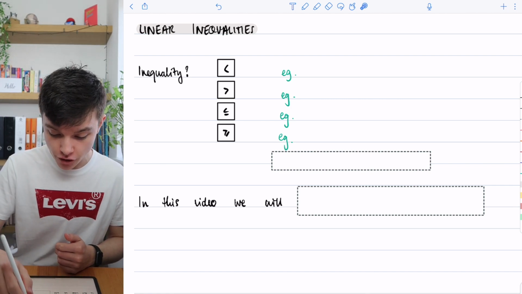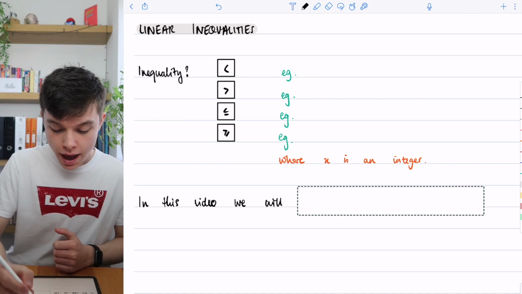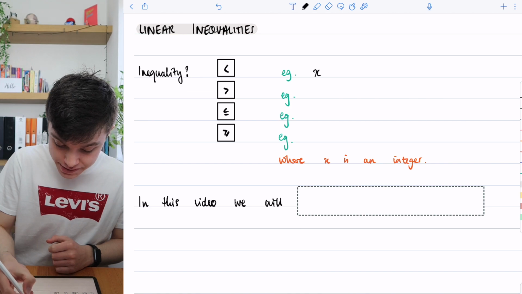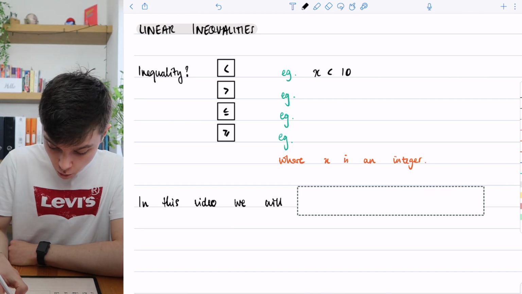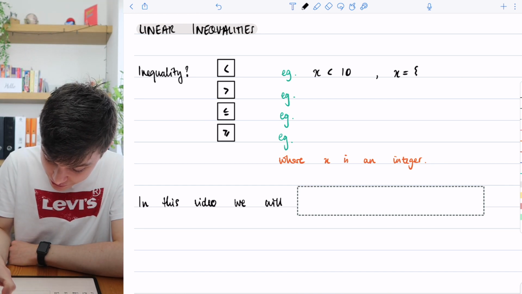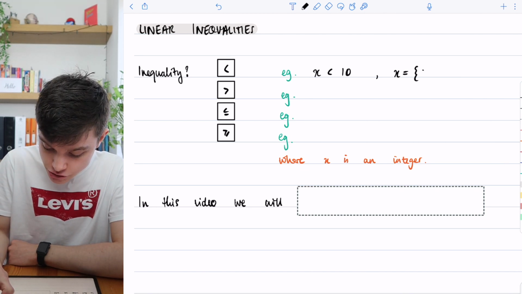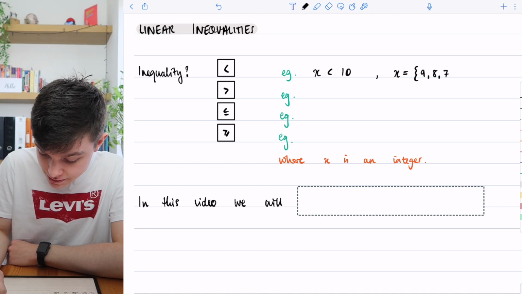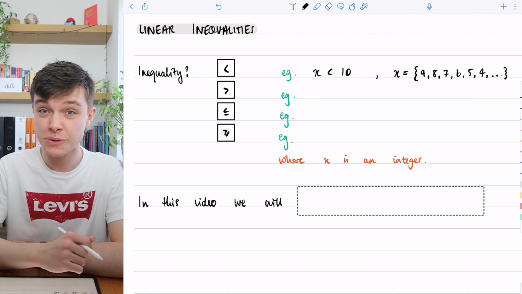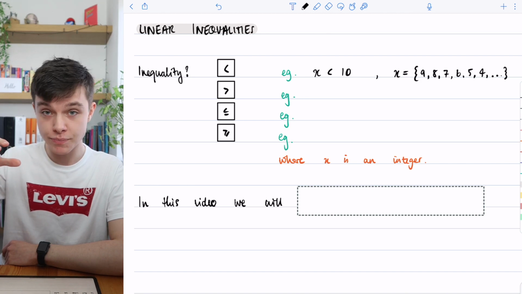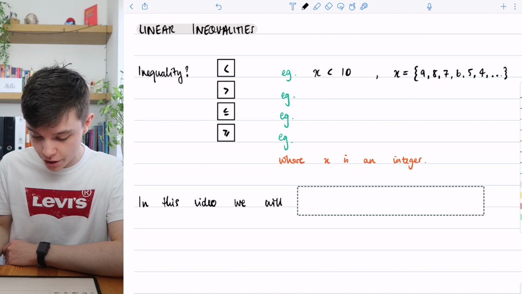So let's have a look at four examples, and the four examples are where x is an integer, okay? When I say something like x is, and in this case we'll say, less than 10, if x is an integer, what I mean is x being the set, and it's less than 10, not equal to 10, so they're all integers: 9, 8, 7, 6, 5, 4, and that can just carry on all the way down to negative infinity. We're going to get more and more negative.